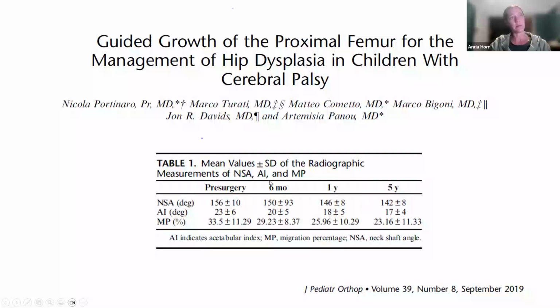So this is just a nice little summary of the findings in this study from the JPO in 2019. There was a steady decrease in the neck shaft angle and in the migration percentage. So the migration percentage wasn't terribly high to start off with. It was 33 plus minus 11, but it went down to a very acceptable 23 over the 5-year period. And if you consider that the natural history is progression, then regression is actually quite positive. So this is a minimal intervention that can prevent major surgery in future or major pain and discomfort.